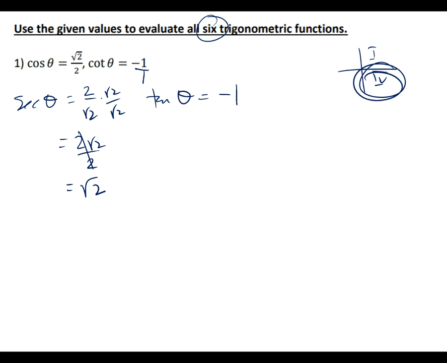Okay, if you remember how to do the triangles that we did earlier in trig, you can use that on the test. I'm not saying you can't. I'm going to show you how we did it this way.